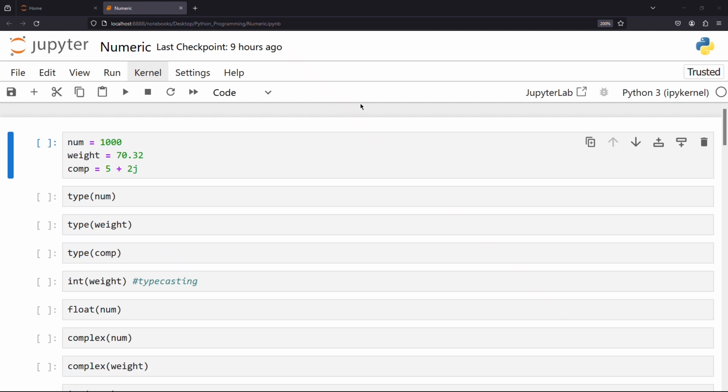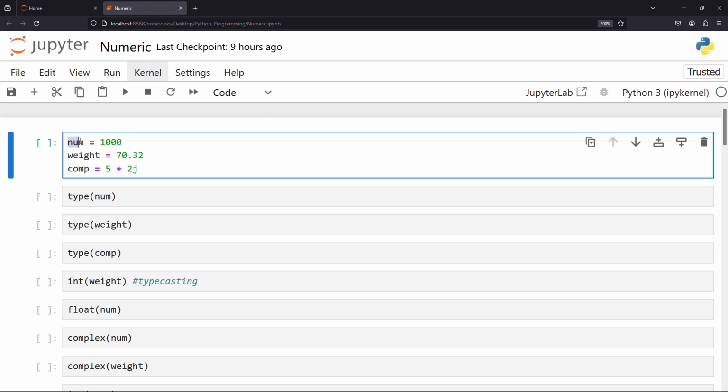Hello everyone. Today in this video we'll be discussing the numeric category of data types. In the numeric category, as we already discussed in the previous video, there are basically three types. One is int, the second is float, and the third is complex. We can initialize those like this.